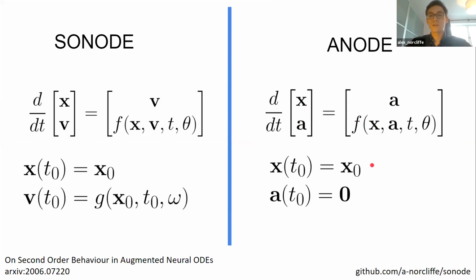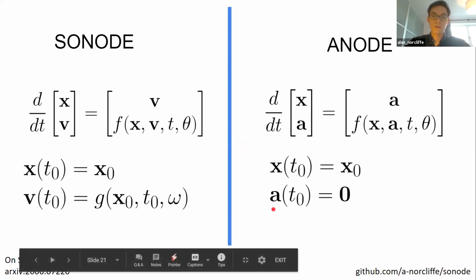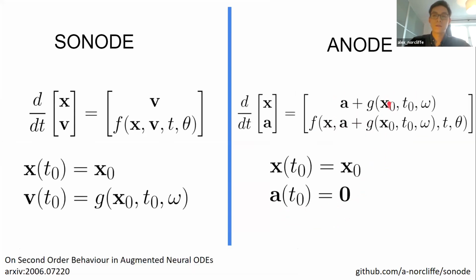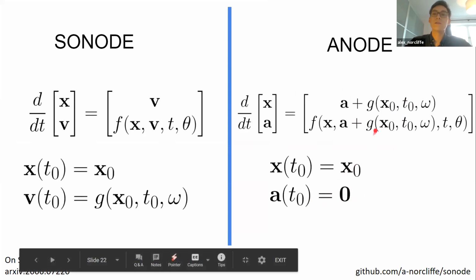The only thing is this is almost true, because we've got a(t0) is 0, and so we just add the initial velocity here. Or we could say a does not have to start at 0. a can learn this g, this initial velocity here.